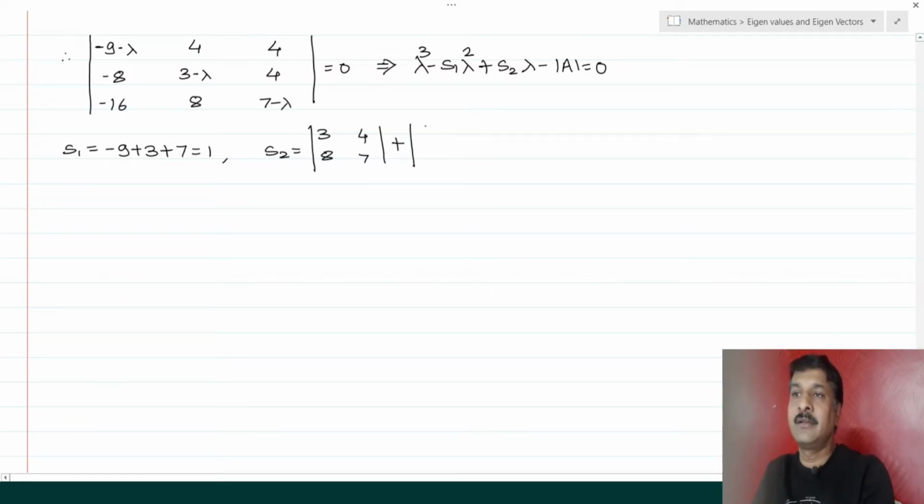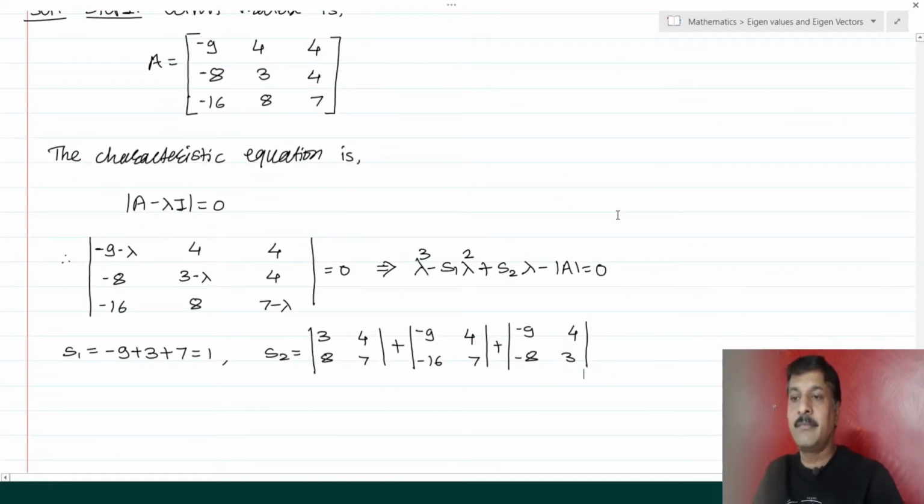plus determinant minus 9, 4, minus 16 and 7 plus determinant minus 9, 4, minus 8, 3. See there, the minors of diagonal elements. So minor of this minus 9 is, delete this row and this column, 3, 4, 8, 7. Minor of second diagonal element is minus 9, 4, minus 16, 7. Minor of third diagonal element is minus 9, 4, minus 8, 3.